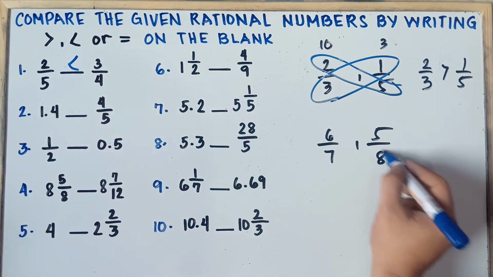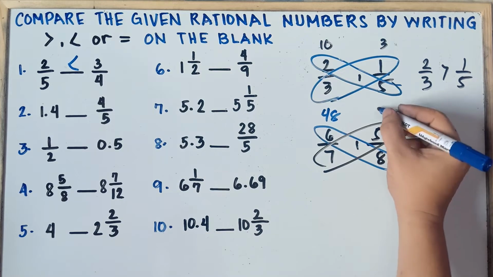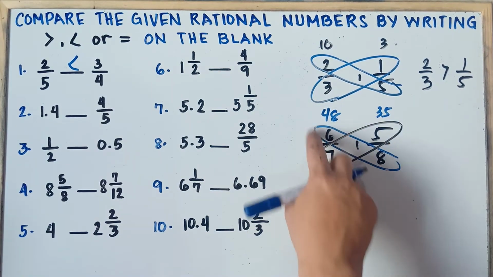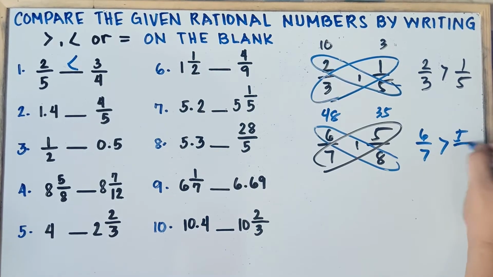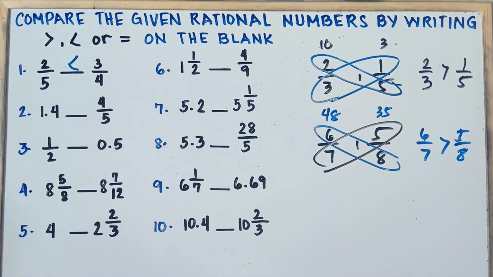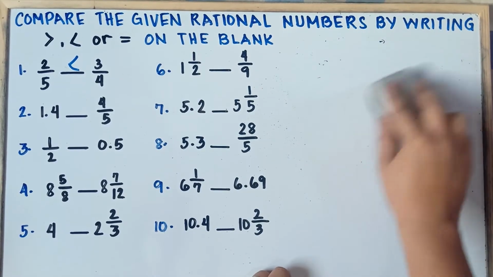Let's have this one. Cross multiply. 6 times 8, that is 48. 7 times 5, that is 35. Now 48 is aligned on 6 over 7. Therefore, class, 6 over 7 is greater than 5 over 8. Simple as that class. If you have fractions class, even if you use your calculator, you will have the same answer. So if you have given fractions, just simply cross multiply. No need to change into decimal, especially if your teacher will not allow you to use calculator. But if the teacher will allow you to use calculator, very easy class. Just simply divide.